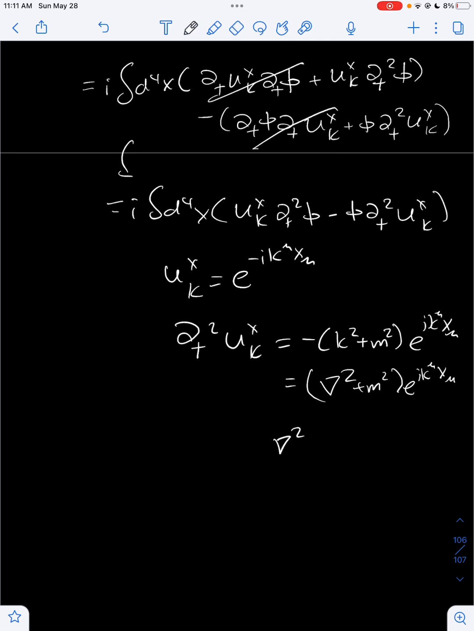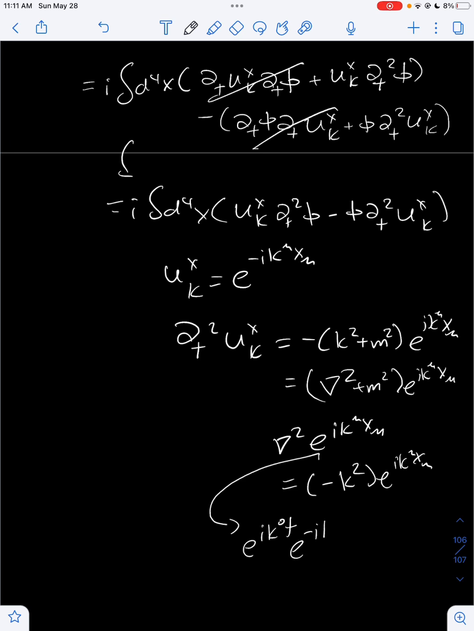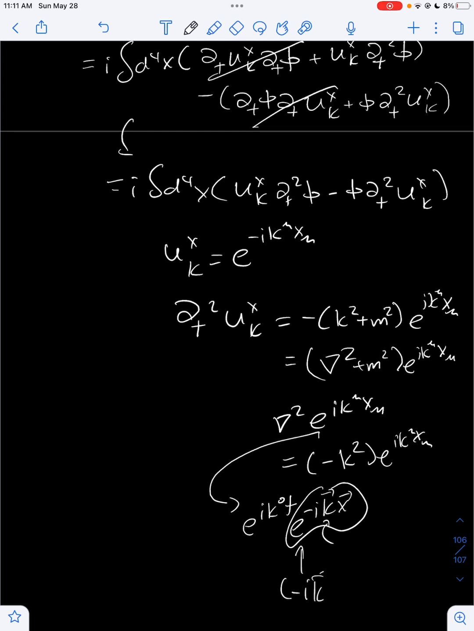And nabla squared of e to the i k mu x mu is going to be equal to minus k squared e to the i k mu x mu, because this is e to the i k naught t times e to the minus i k x, where k is the 3 momentum. And the derivative of this is going to give us a factor of minus i k, and then that again will give us the same thing, and this is going to be minus k squared.